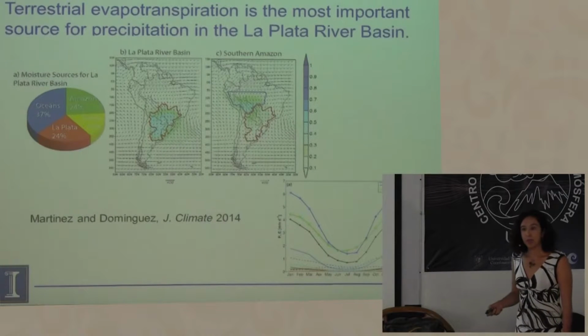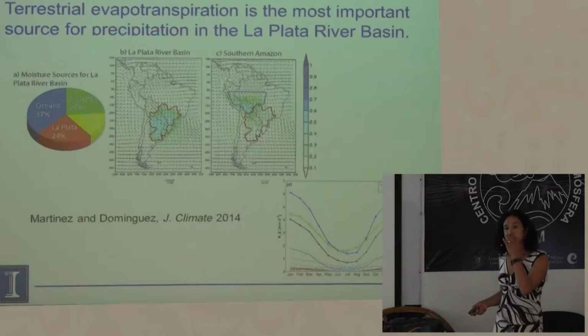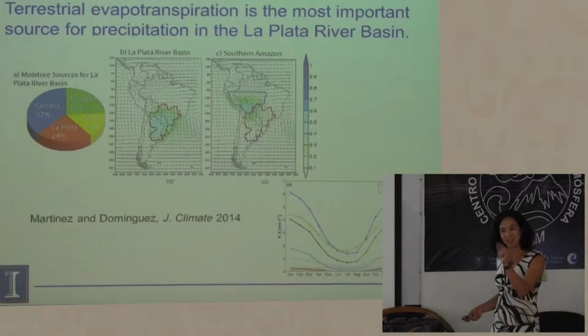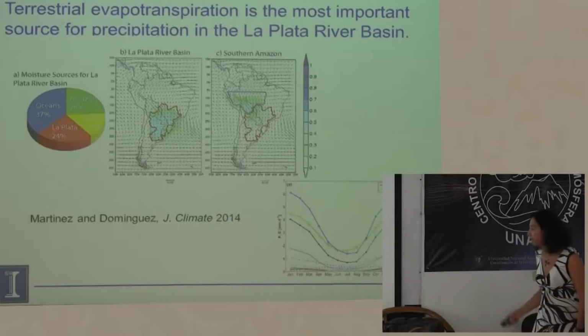What's the altitude of that jet? It's a low-level jet. So I think below 1.5 kilometers, but I'll need to double check. It's low level. Yeah.